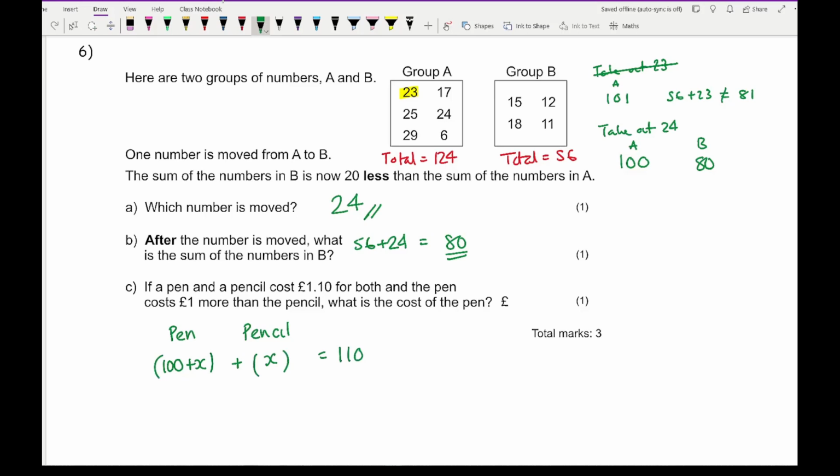And this is where we're forming an equation. So if I add these two up, we get 2x plus 100 equals 110. So then 2x equals 10. So x equals 5. So the price then of a pen, rather, is going to give me an answer of £1 and 5 pence. So here 100 plus 5 equals 105, which equals £1 and 5 pence.